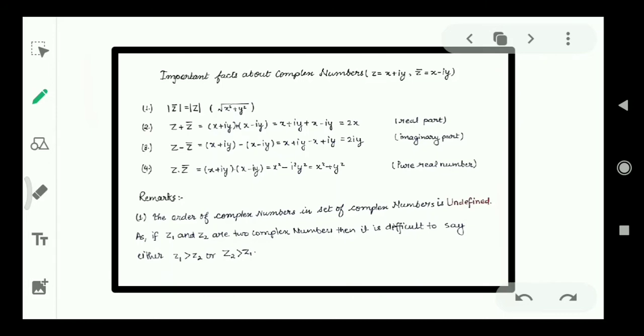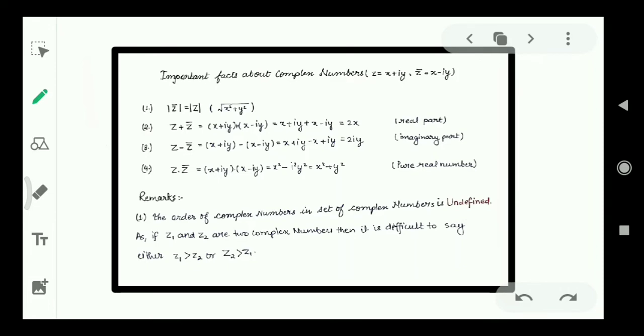Let us come to another one. z plus z bar is equal to 2x. So from this calculation you can easily see we will be left only with the real part of this complex number. Again, if we see z minus z bar, in this case we will be left only with the imaginary part of the complex number. When we multiply the conjugate and the complex number, we will get a pure real number. This is about the facts of complex numbers.